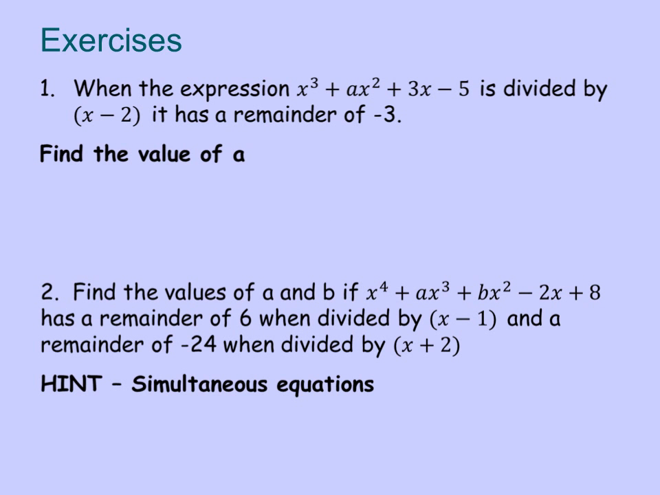Here are two questions for you to have a go at. Number 1. When the expression x cubed plus ax squared plus 3x minus 5 is divided by x minus 2, it has a remainder of negative 3. Find the value of a. Question 2. Find the values of a and b if x to the power of 4 plus ax cubed plus bx squared minus 2x plus 8 has a remainder of 6 when divided by x minus 1 and a remainder of negative 24 when divided by x plus 2. For question 2, there's a small hint. You might want to use simultaneous equations. Press pause on the video, have a go at both questions, and then press play to check your answer.